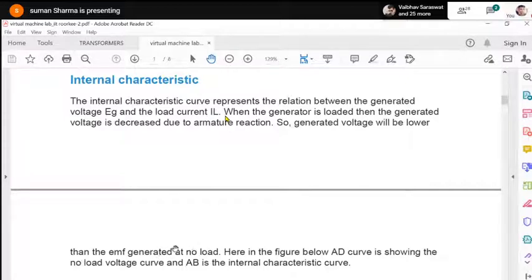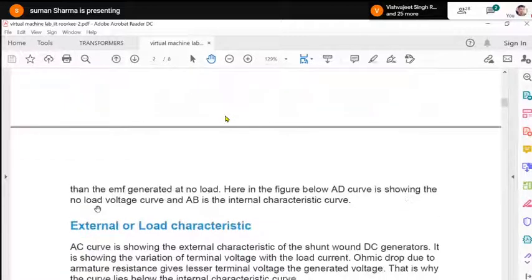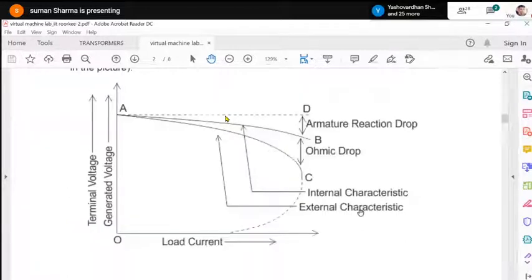When there is no load, Ia is 0, and therefore there will be no effect of phi A on the main flux. Clear? So the curve AD is showing the no load voltage curve and AB is the internal characteristic curve. This AD, the constant line parallel to the x-axis, is the no load condition, and when you increase the load, your voltage is dropping due to the armature reaction drop. So this characteristic AB is indicating the internal characteristic.